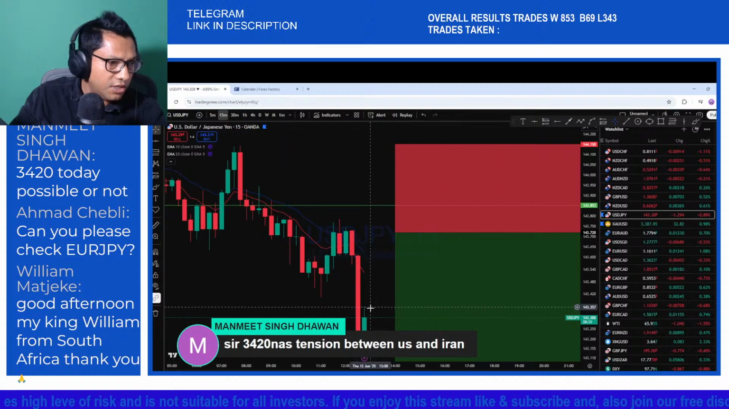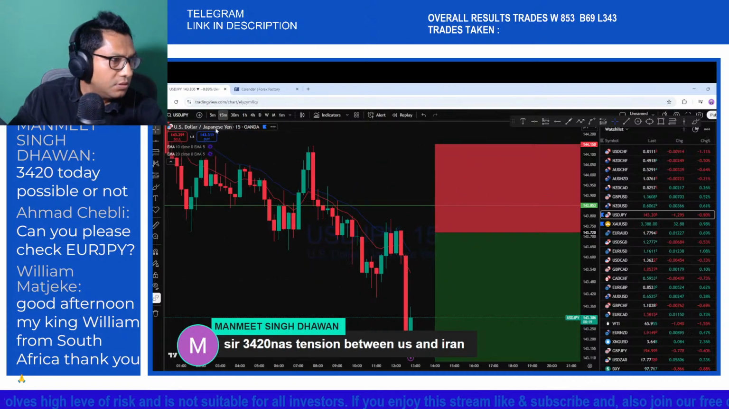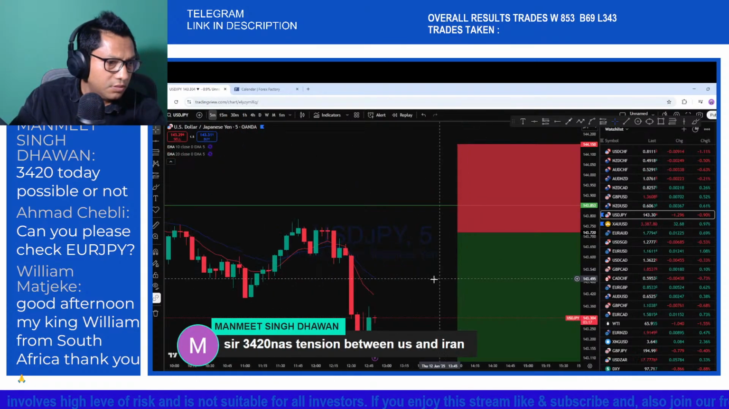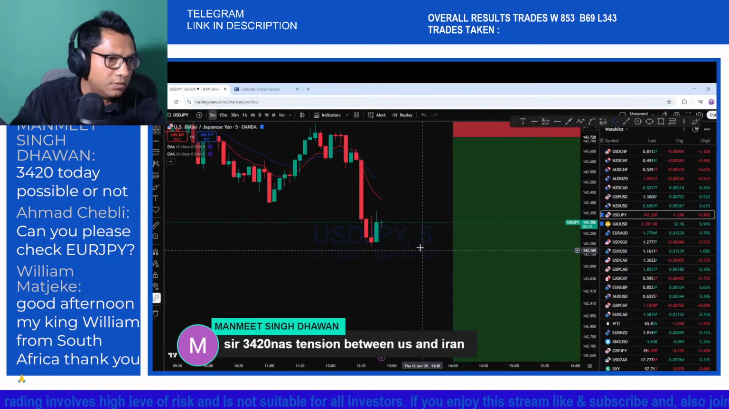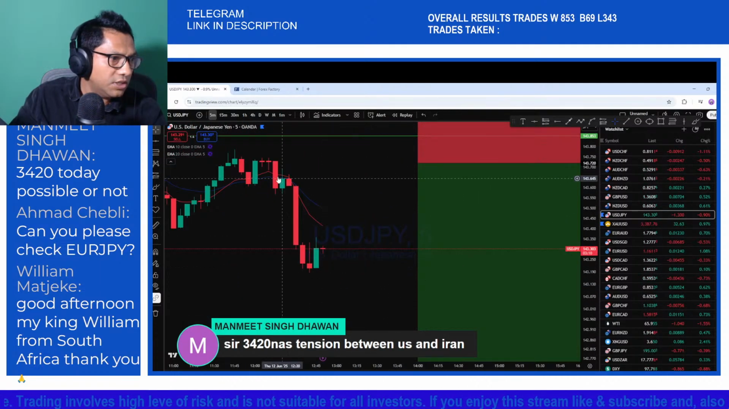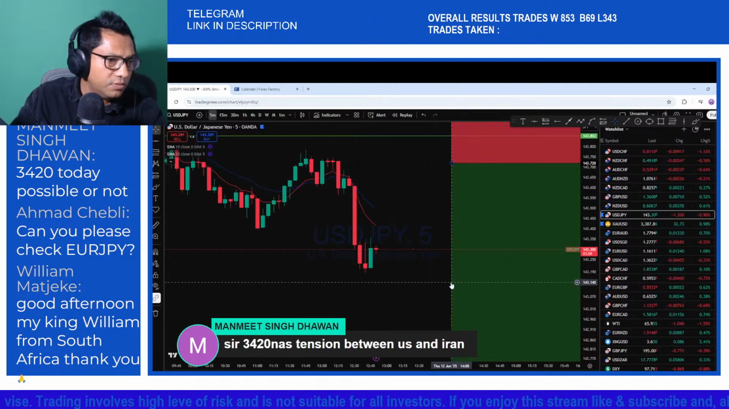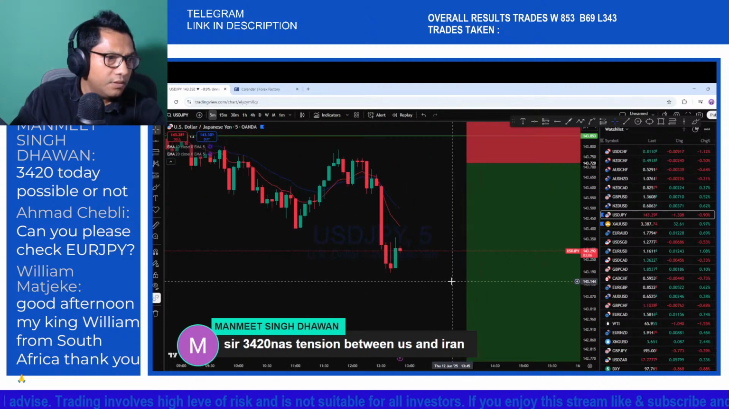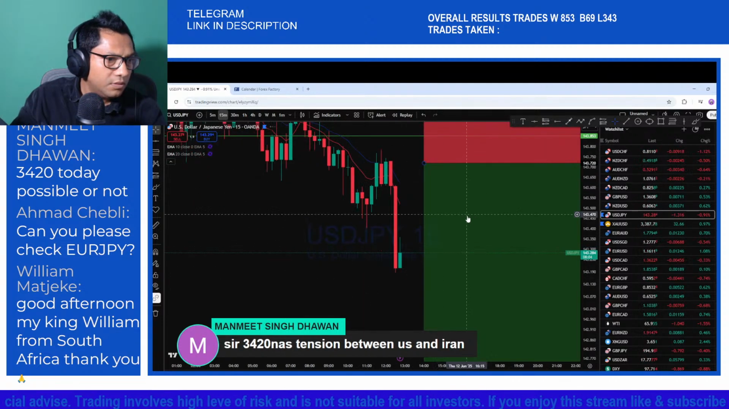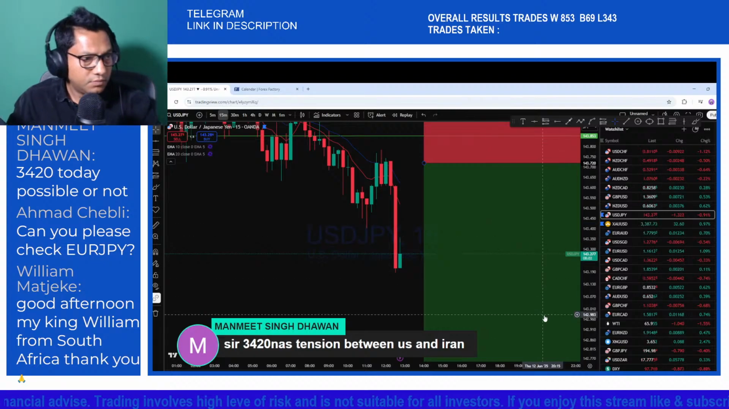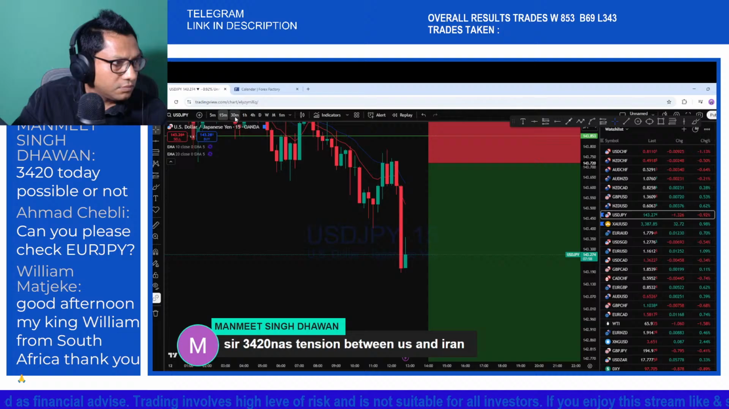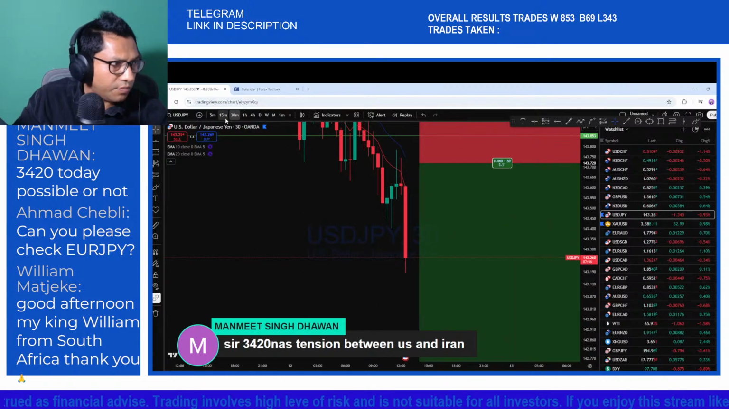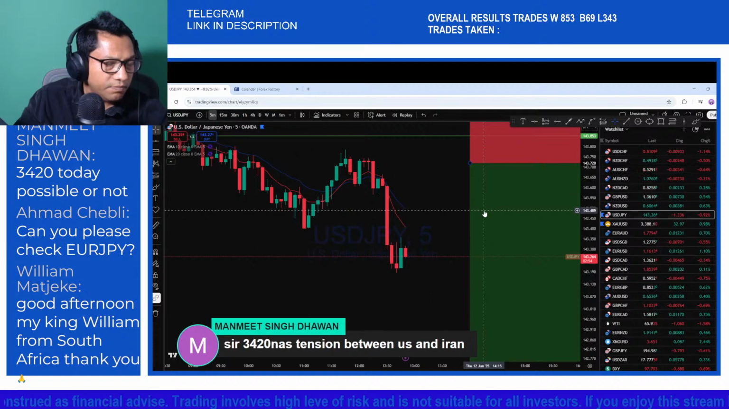Looking at dollar yen, there is a head and shoulders and then a breakdown. A sharply falling market on dollar yen.